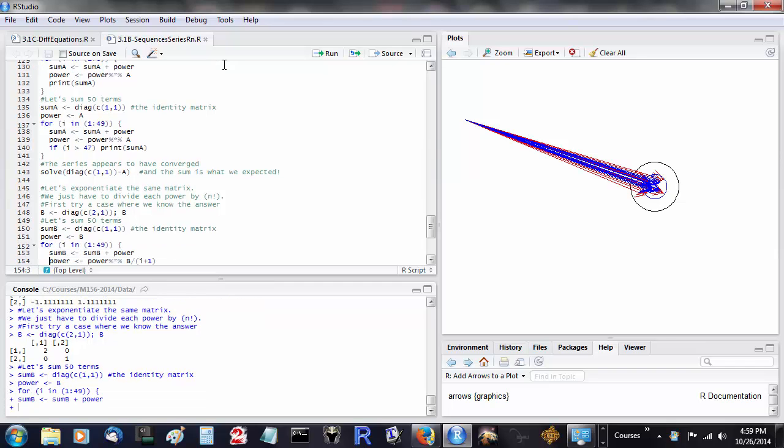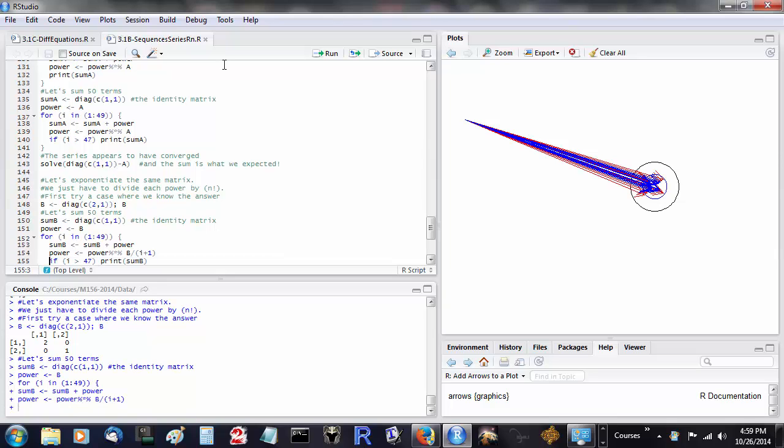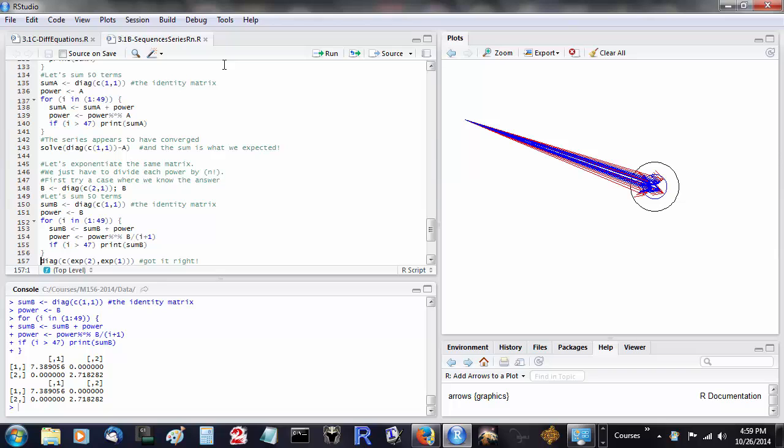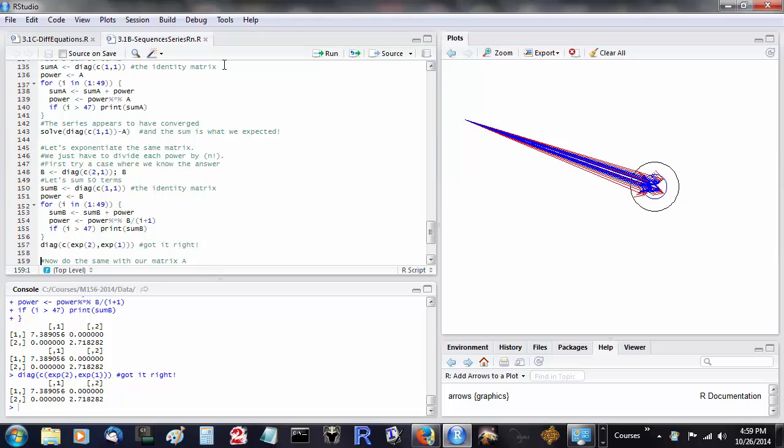Write down almost the same code, except that you can see in the second line here, the one that's highlighted, when I multiply by the matrix B, I also divide by I plus 1. The cumulative effect of that is to give me an n factorial in the denominator. And when I print that out, I get something that looks as though it might be e squared in the upper left and e in the lower right. And sure enough, it is. So I've got it right, and now I'll try with the matrix A.